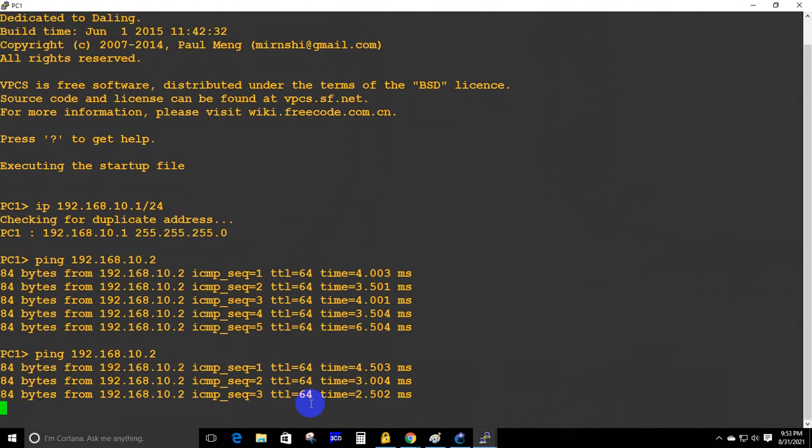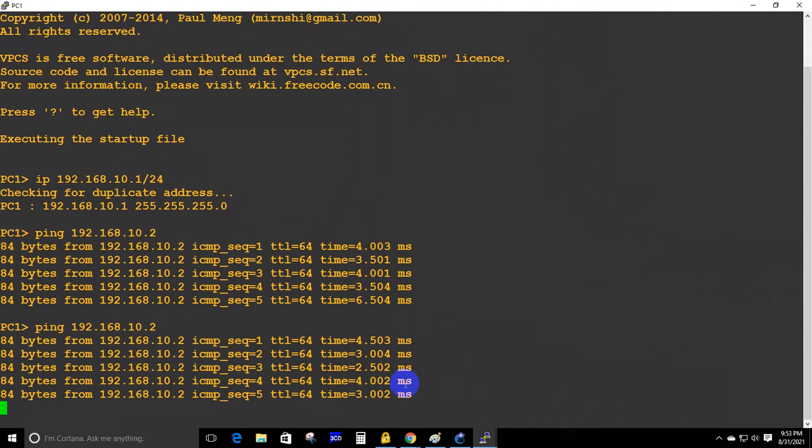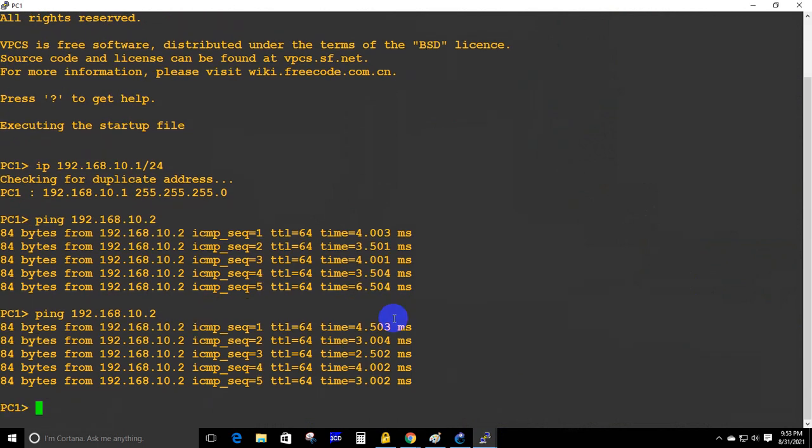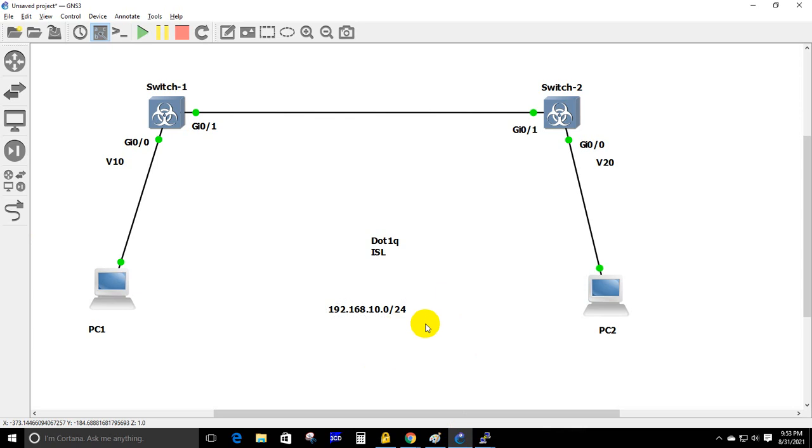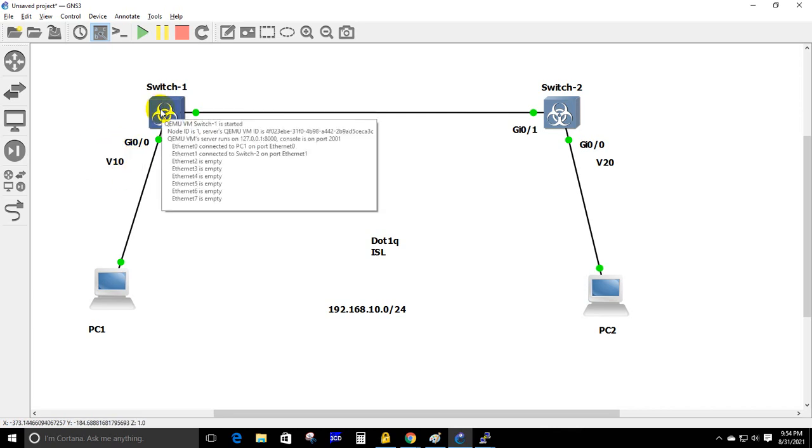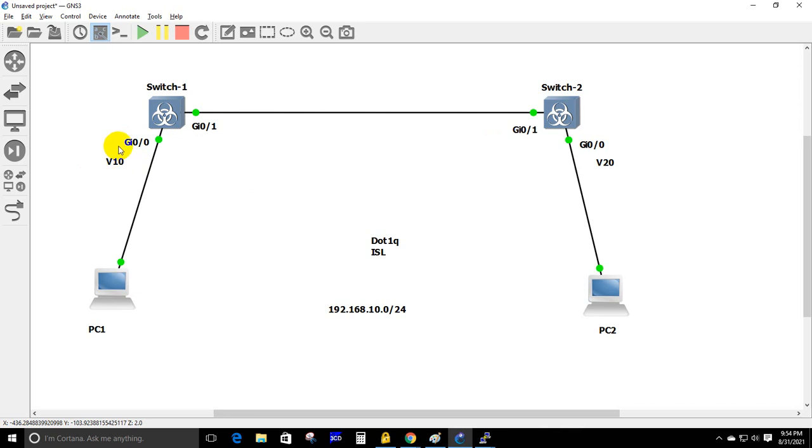They are communicating. PC1 is in VLAN 10, PC2 is in VLAN 20, still they are communicating. How? Because when PC1 sends a frame to PC2, it's a normal Ethernet frame. Okay? Switch 1 receives that frame on GI 0/0, which is a member of VLAN 10. Switch 1 verifies that VLAN 10 is also a native VLAN.